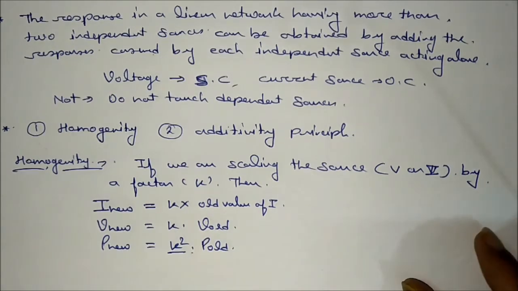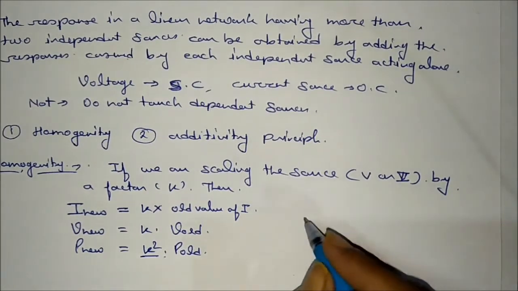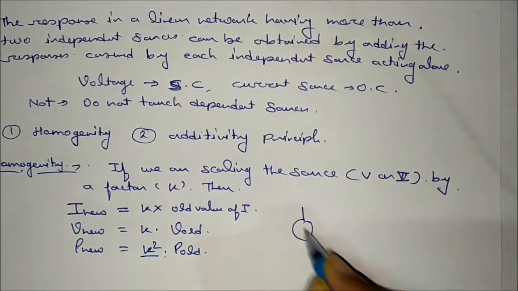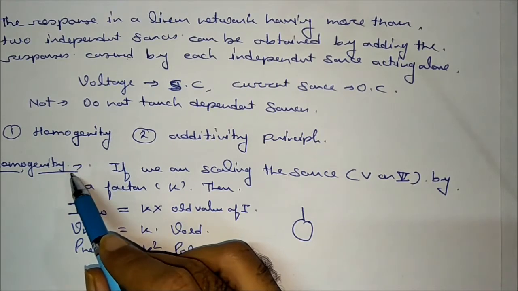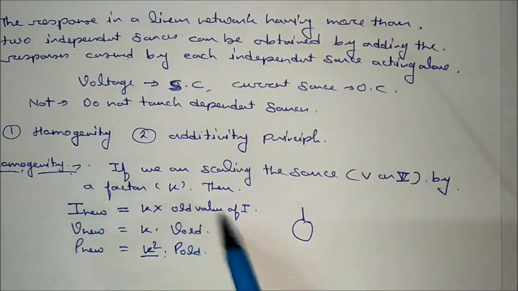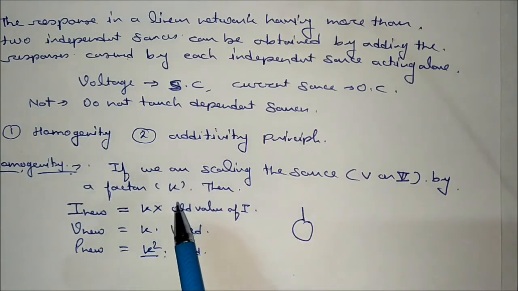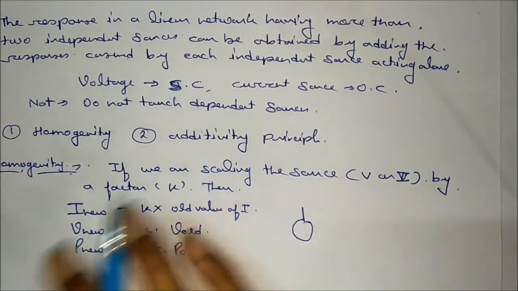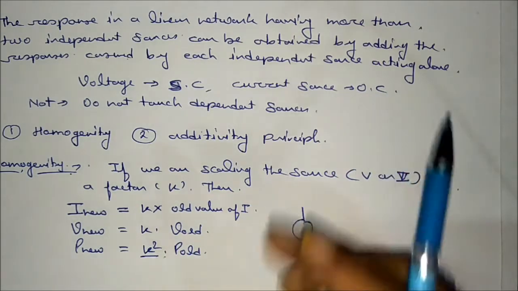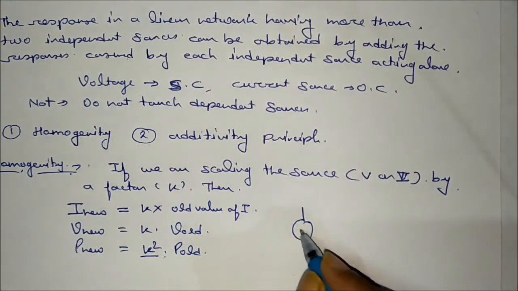Okay, let's see what I want to say here. Let's take a network having only one independent source, because the restriction is that there must be only one independent source. If there are two independent sources, then you cannot directly apply the homogeneity principle. But we know that in the superposition principle, at a time only one independent source will act and the other independent sources will be deactivated.